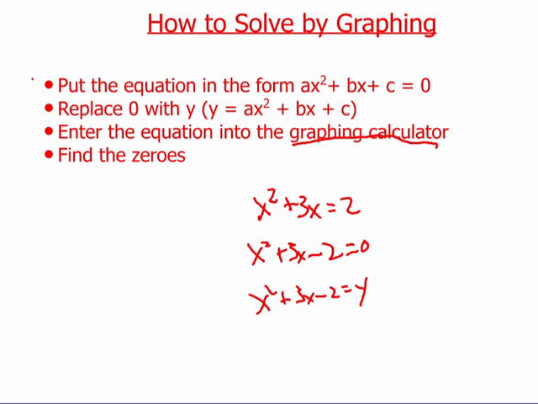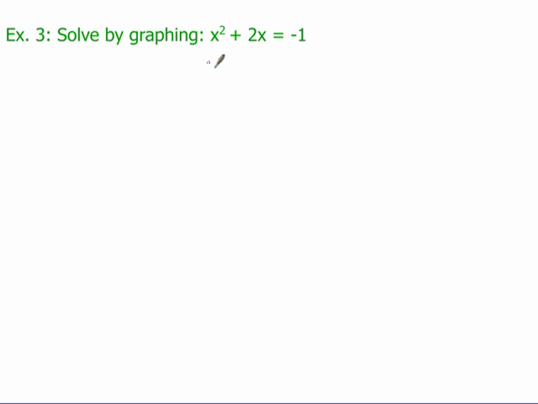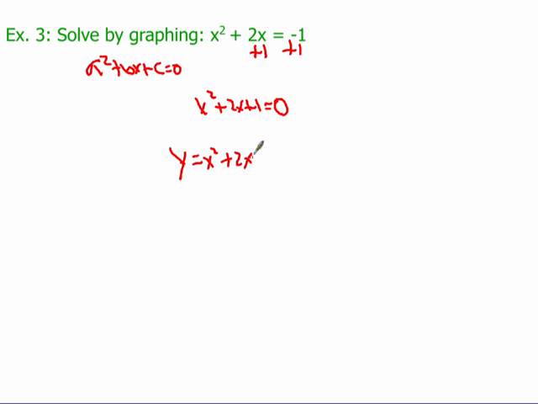So let's take a look at an example. We need to solve this by graphing. We're given x squared plus 2x equals -1. So our first step is we need to put this in the form ax squared plus bx plus c equals 0. To do that, I'm going to add 1 on both sides. I get x squared plus 2x plus 1 equals 0. Now I'm going to take that 0 and replace it with a y. So I get y equals x squared plus 2x plus 1. Now I've got everything I need to graph this.